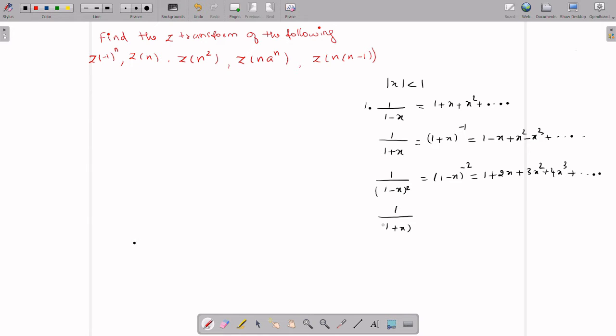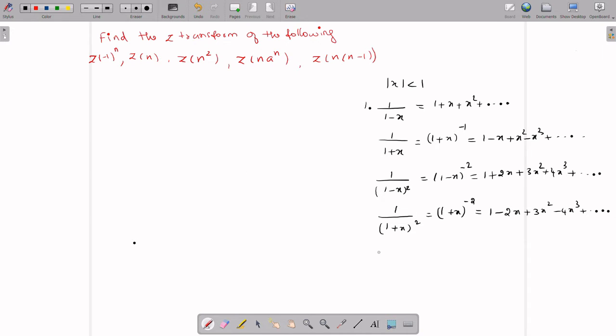And then 1 by 1 plus x the whole square, or otherwise this can be written as 1 plus x whole power minus 2. Here it is alternate plus minus, so in this formula you have alternate plus minus. 1 minus 2x plus 3x squared minus 4x cube plus etc. Okay, these are the formulas we frequently use. Some other formulas are also there.